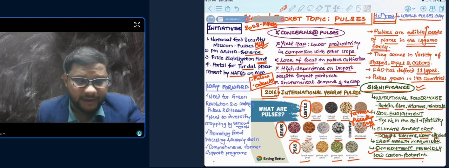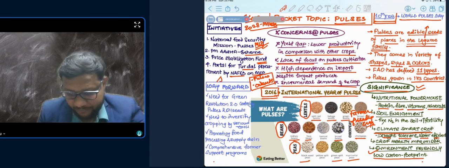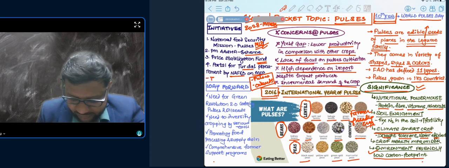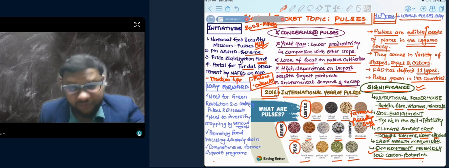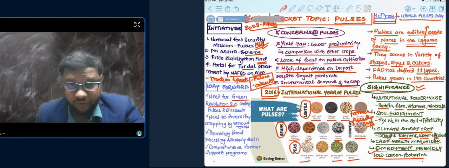Recently, the government of India has signed a pact with many African countries for ensuring pulses supply to India, so that at least the market price remains stable. So you will find various treaties and pacts with the countries. Then what is the way forward? Need for a green revolution 2.0. We are a net importer of the pulses, though we are the largest producer of the pulses and equally the largest consumer of the pulses.